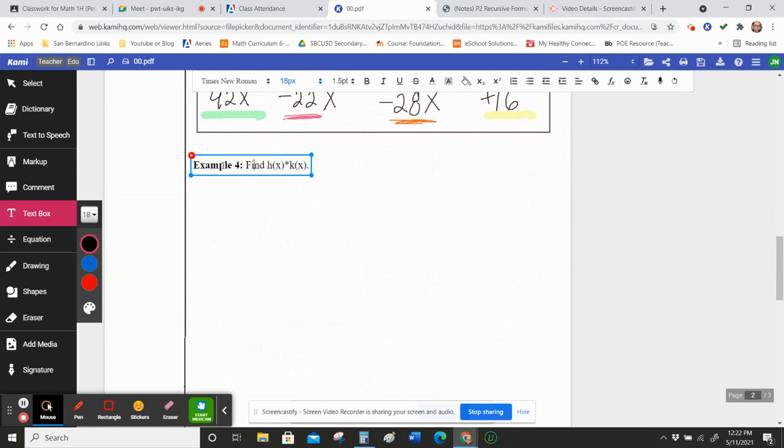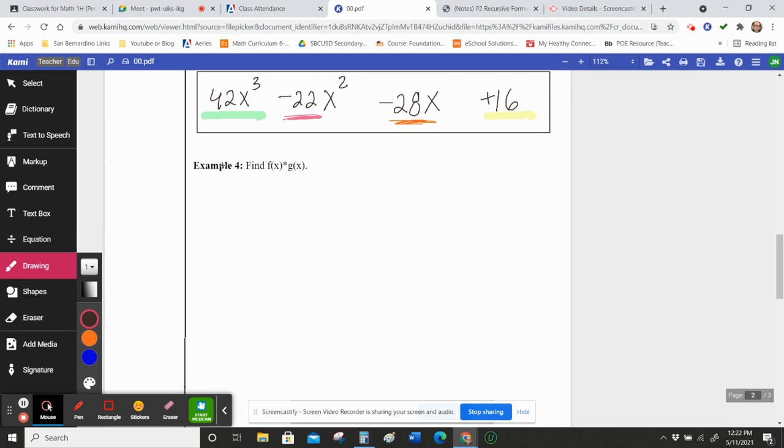So example number 4, let's say we have 2 functions or 2 polynomials written in function notation. Let's go back to f of x and g of x. I'll give you guys the functions right now. So for example number 4, f of x is going to be equal to the trinomial x squared plus 2x plus 4. G of x is going to be another trinomial, which is negative 2x squared plus 5x minus 3.